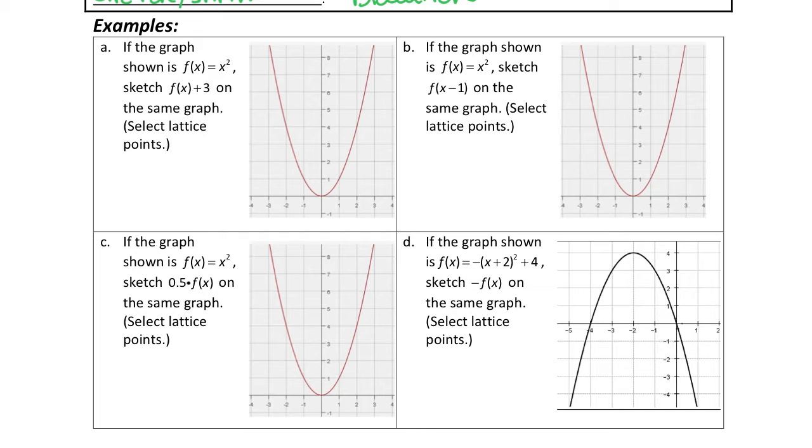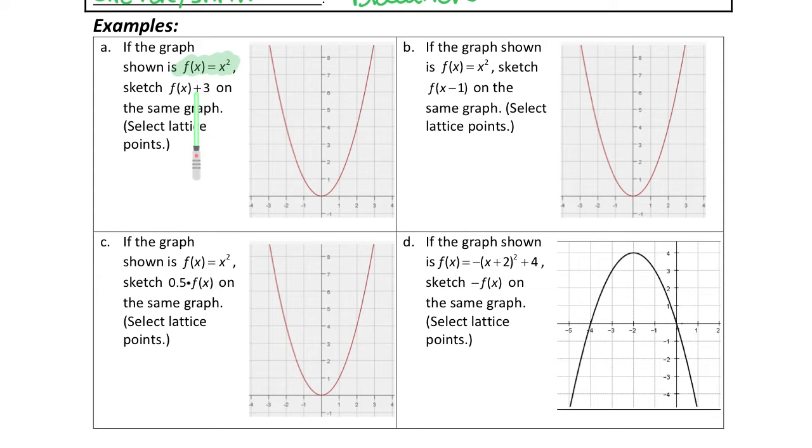Let's take a look at these examples, and when we put it all together, I think it's going to make a little more sense for you. So our first example here says if the graph shown is of f of x is equal to x squared, we can once again see this U-shaped curve. But now we want to add 3 to it.